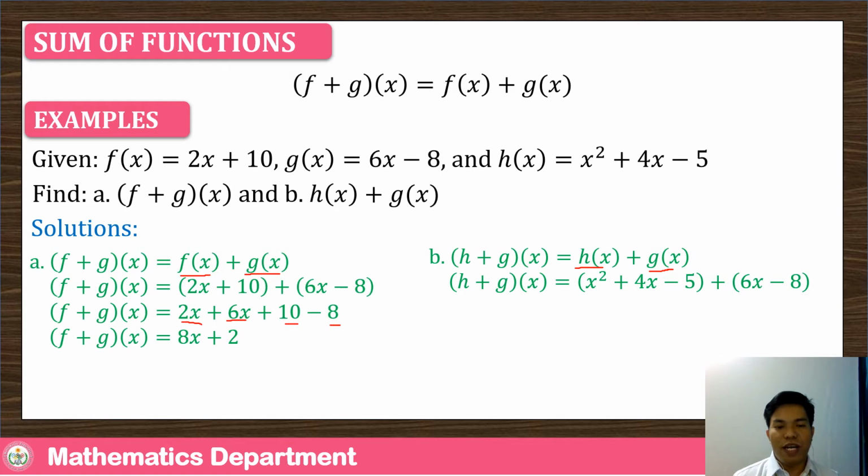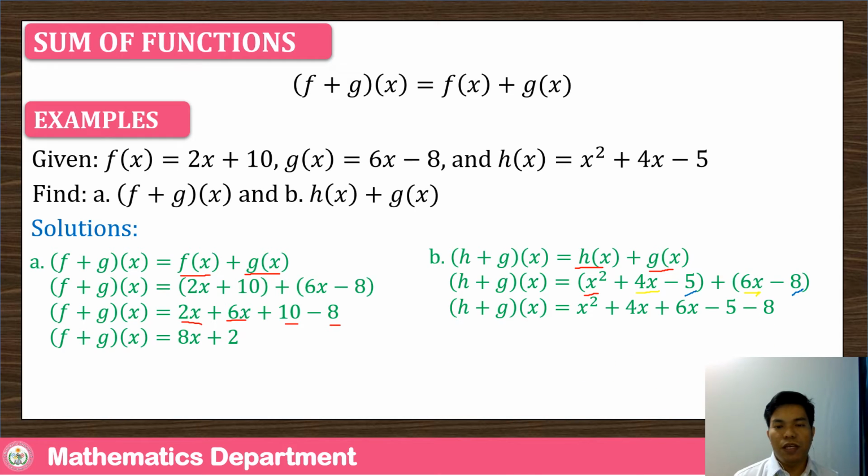At kagaya ng ginawa natin kanina, pagsasamahin lang natin yung ating like terms. So in this case, ang x squared, wala siyang kapartner. Ang 4x naman, may kapartner ito, which is yung 6x. At ang 5 naman, ang kapartner nito ay yung 8.